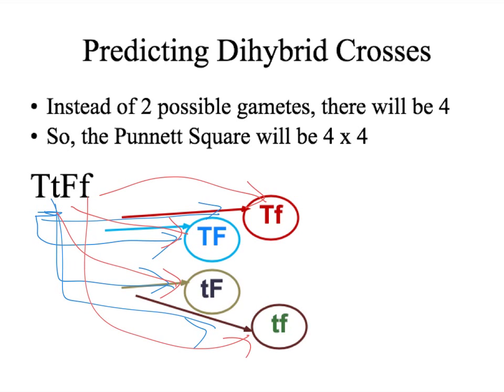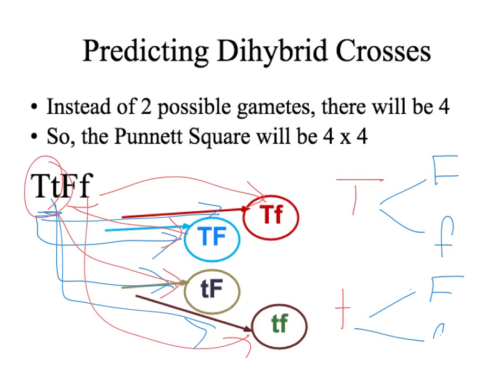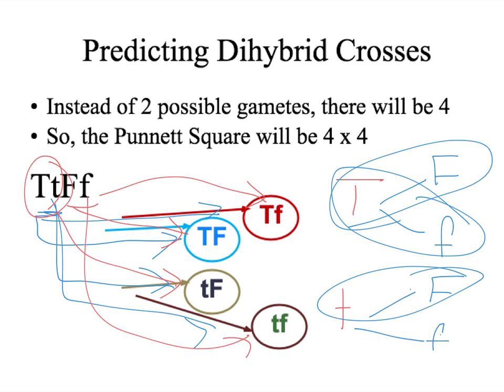The easiest way is we'll take our first trait, this tall, and we have two different conditions. So it can be either tall or it can be short. But for each of these, it can have two choices. So it can either be tall and purple, or it can be tall and white. And it can be short and purple, or short and white. And that way we get 1, 2, 3, 4 different combinations.